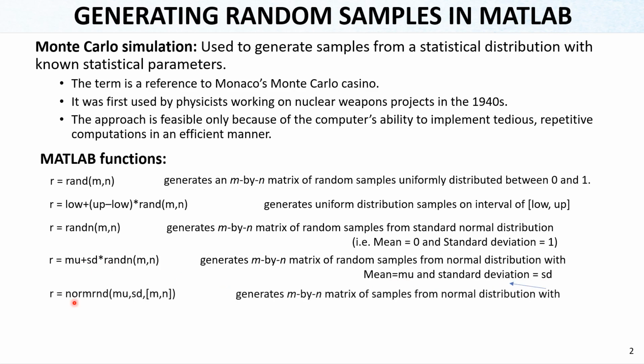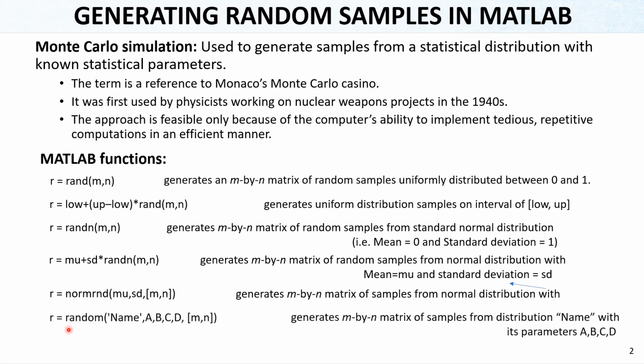There is another function, normrnd. It is the same as this one. It generates an m by n matrix of samples from a normal distribution using the given mean and standard deviation. So you can use either this or this interchangeably.